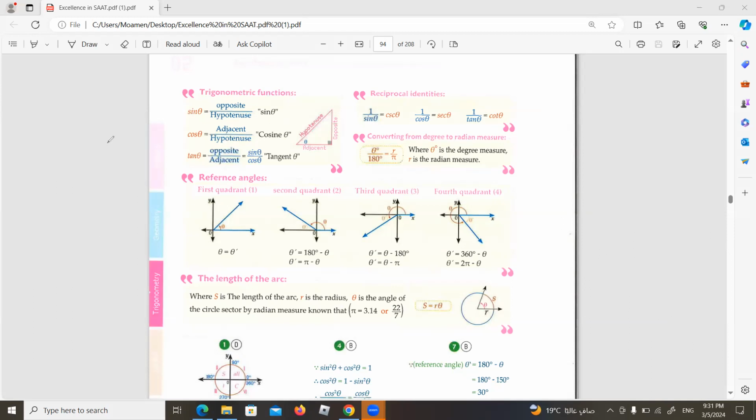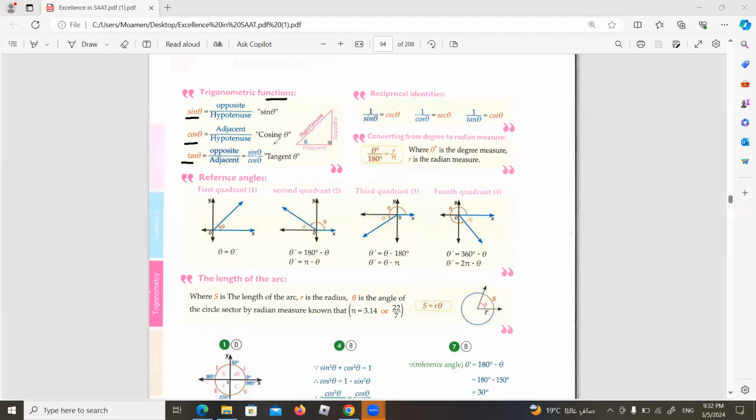Okay, so we have to get the sine, the cosine, and the tan, the trig functions. We have three main trig functions, which are sine, cosine, and tan. What is the sine? Sine is the ratio between the opposite and the hypotenuse. So I determine the angle, and I get the opposite side over the hypotenuse. What is cosine? Cosine is adjacent over hypotenuse. What is tan?